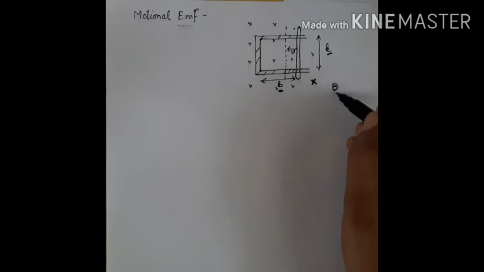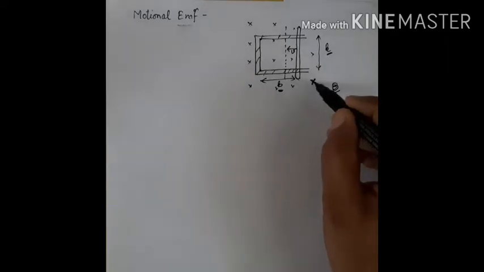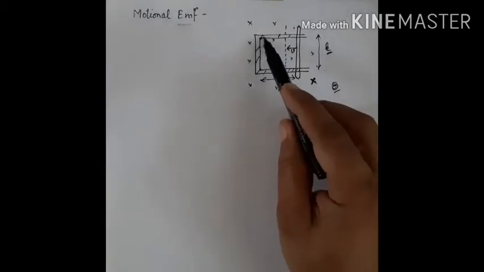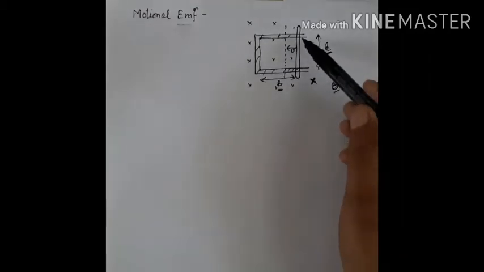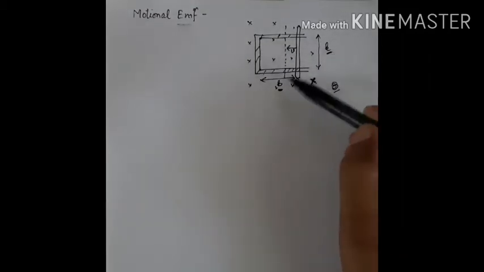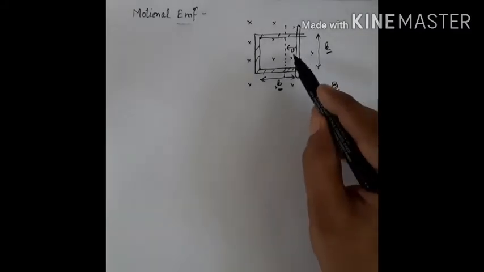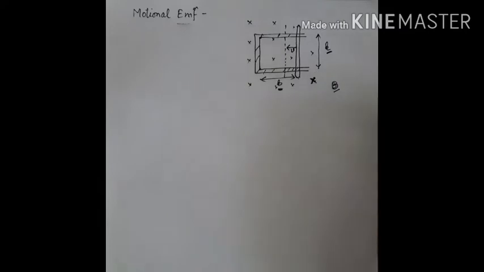It is represented by B, and the direction is represented by the cross, which means it points into the plane of this paper, that is downward. Now I consider a rectangular diagram with one side represented by L and the other by b. One rod of this diagram is movable on either side. Let it move with a velocity V to the left as shown in this figure.